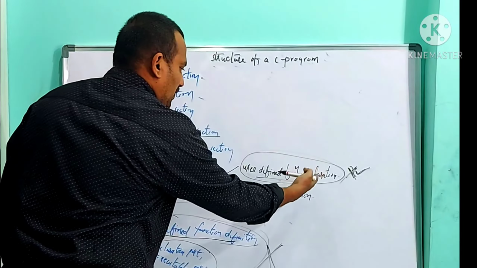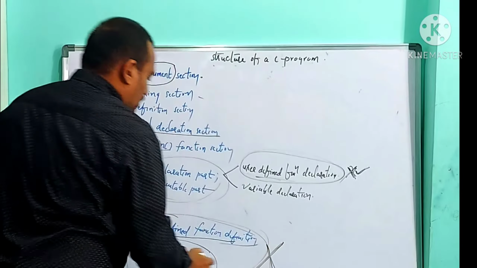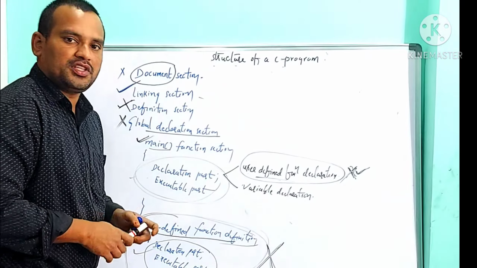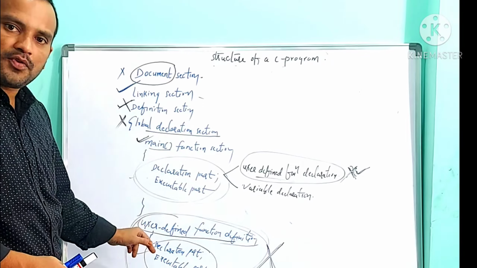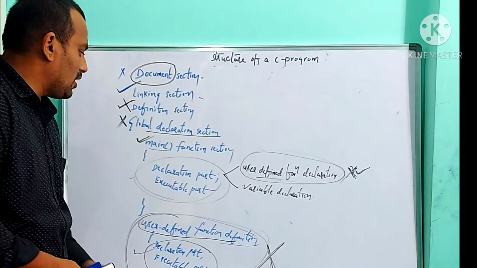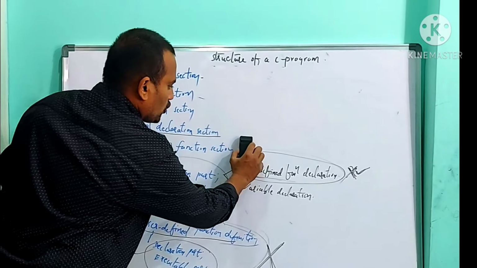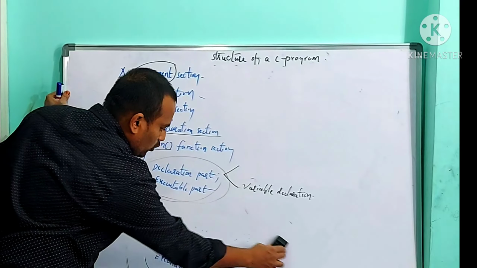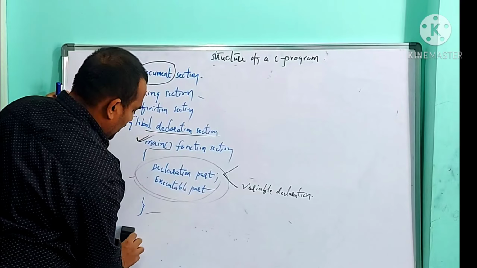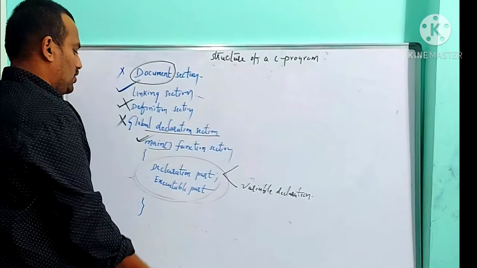If there is no user defined function declaration, there is no need of user defined function definition, which exists generally after the close of the main function. So I am not going to use user defined function declaration. That's why I am not going to use user defined function definition. At the time of functions, we will discuss this topic.